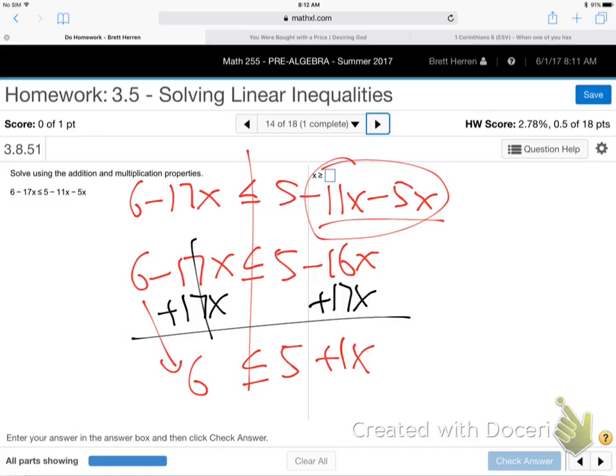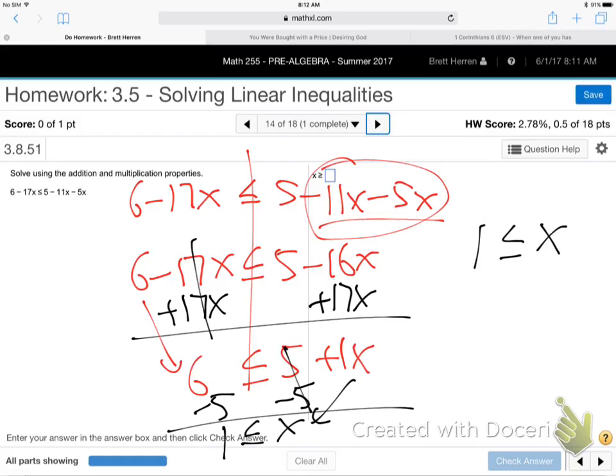All right, and now x is saying I want to be alone. So what do we do to get x alone? Subtract 5 from both sides. And so, do I turn the symbol? No. When do I turn the symbol? When I put a negative under a bar, huh? That's just 5 subtracted. It's not divided. So no change in the symbol. There's just 1, and these are gone, so this is just x. Is that good?